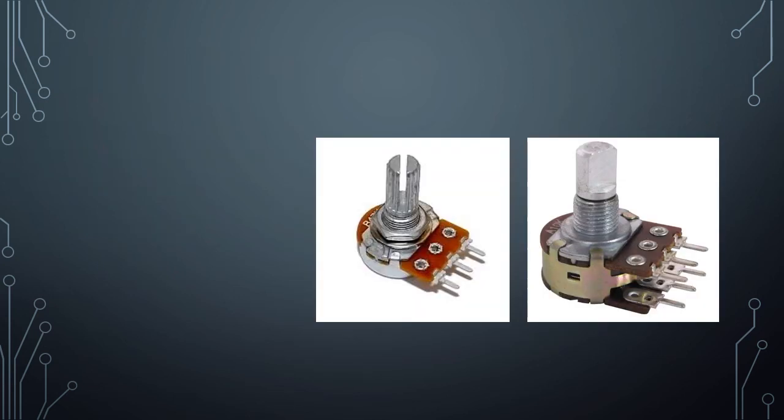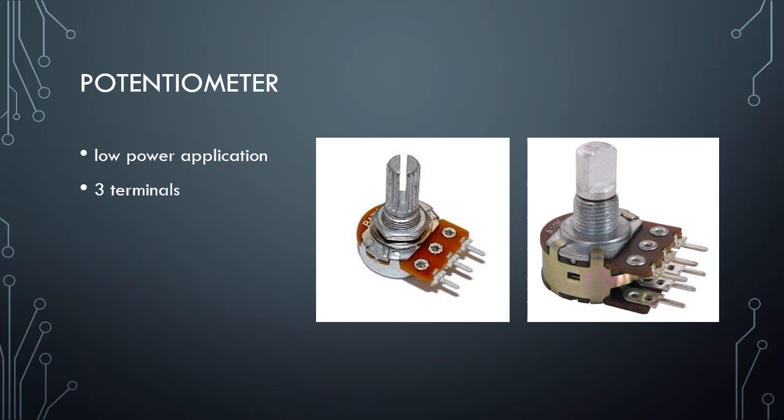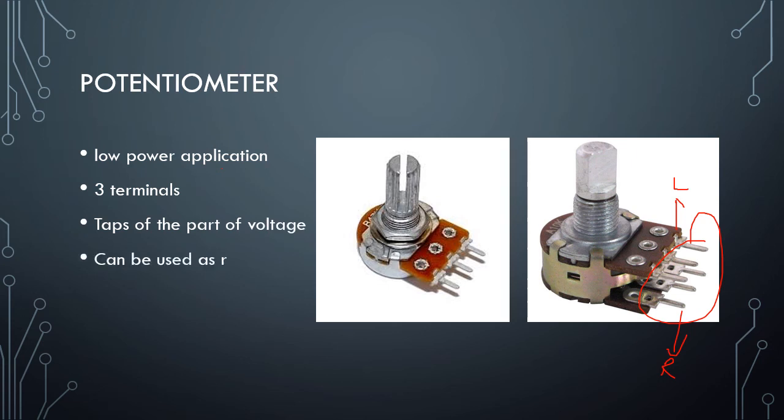So we have the potentiometers. Potentiometers are a low-powered application. It has three terminals, although this one has six terminals. This is for the left side of our speaker, and the other one is for the right side of our speaker, for stereo application. It taps off part of the voltage, so it's commonly used as our volume control. And if you use only two terminals of a potentiometer, it functions as a rheostat.